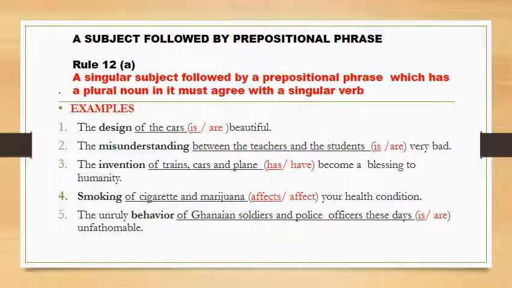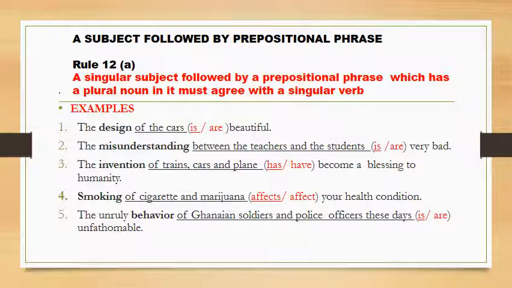Note that the cars can't be the subject in this sentence, but rather it is the design. So "of the cars" becomes the prepositional phrase. When you get a sentence like this, make sure that you break down the sentence into two parts, the subject and the prepositional phrase. Make sure that if the subject is singular, it must go with a singular verb, and if the subject is plural, it must also go with a plural verb. Let's move on to the next example.